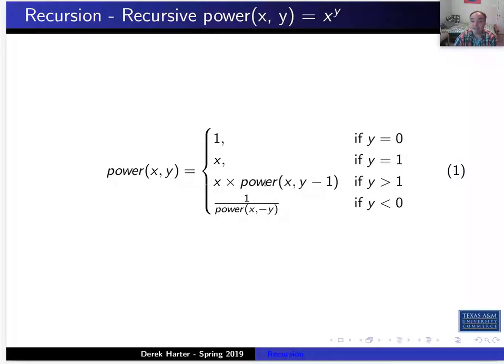Otherwise, our general case is x times x raised to the next smaller power. So to find x squared, we take x times x raised to the 1. That'll give us x squared. To find x cubed, we take x times whatever x squared is. And then this recursively figures out what x squared is, okay?